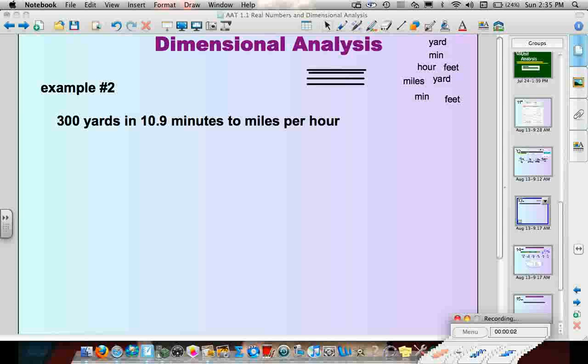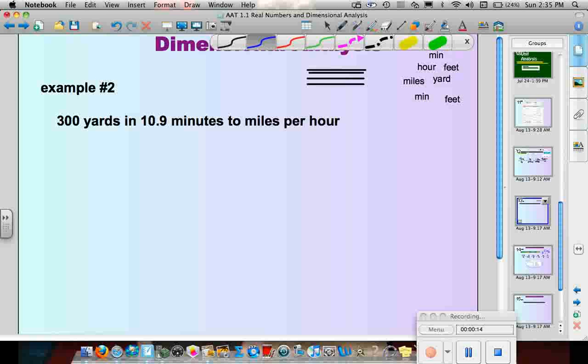Alright, hi guys. I'll walk you through another example. Here we have 300 yards in 10.9 minutes, and I'm trying to get it to miles per hour. Now, I don't see the word per, but here is just another version of the word per. So there's my fraction, yards per 10.9 minutes, and I'm trying to get miles per hour.